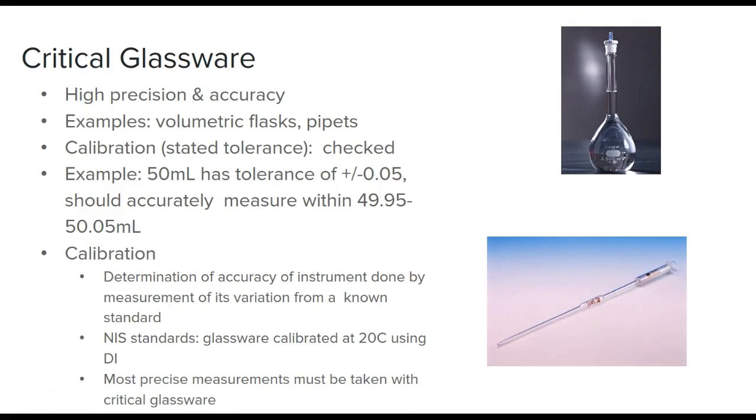They're calibrated, which means the company has ensured us that we're getting what we're supposed to get, and with the calibration that they do, they always have a stated tolerance. So on the pipettes and some of the glassware, you'll see at the top it may say plus or minus 5% or whatever. That means if in the example we have a 50 milliliter beaker, it has a tolerance of plus or minus 0.05. That means it should accurately measure within 49.95 and 50.05 milliliters.